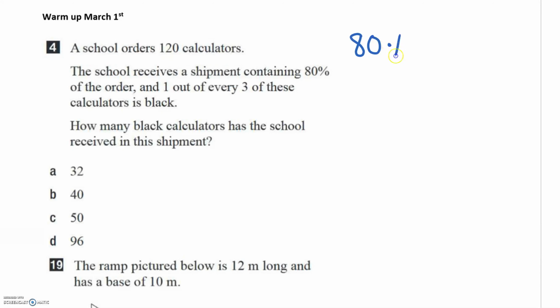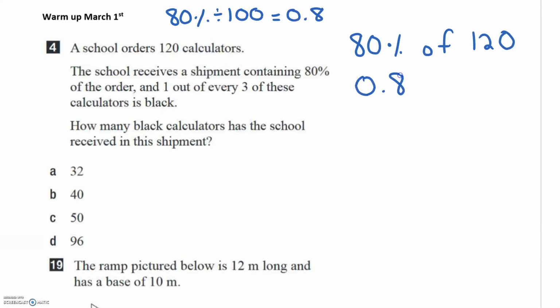So 80% of 120. Remember that we can't just multiply 80 by 120 because that's going to give us a really big number. And 80% of 120 is not quite 120. So in order to do this properly, we have to take our 80%, convert it into a decimal, and to do that, we need to divide by 100. So we get 0.8, and then we have the number 120, and the word "of" means to multiply. So if you multiply 0.8 times 120, you will get 96.